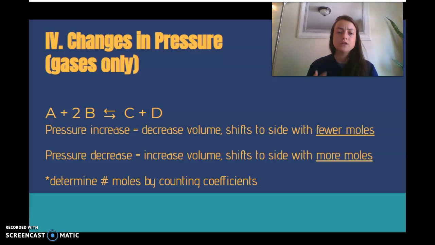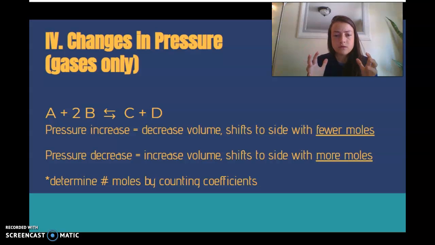You can think about changes in pressure as having to do with changes in volume. If you think about Boyle's law, which we learned about when we talked about gas laws, Boyle's law says that if you increase the pressure on a system, then you're decreasing the volume. Those two are related to each other in an inverse way. You're increasing the pressure, you're squeezing something in, you're decreasing the volume. So it's helpful to think about this one in terms of volume.